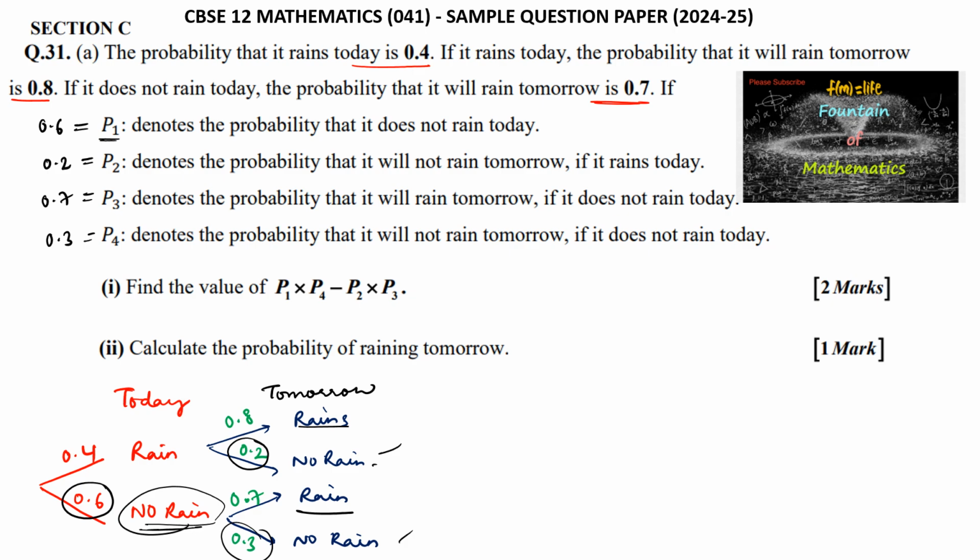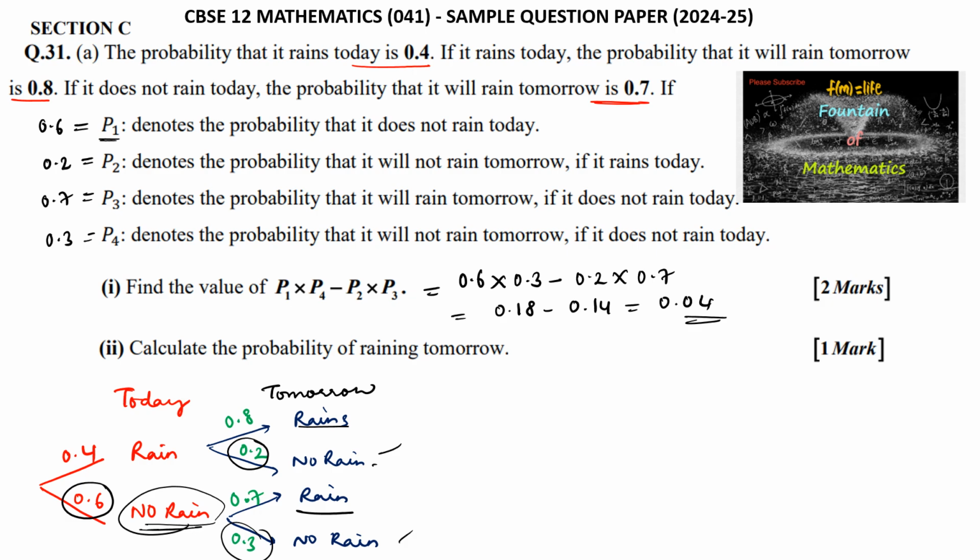Then we need to find the value of P1 into P4. So P1 is 0.6 into P4 value is 0.3 minus P2 value is 0.2 into P3 value is 0.7. So which is 0.18 minus 0.14, which is 0.04 is the first answer.